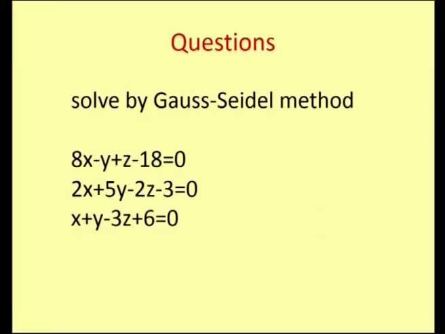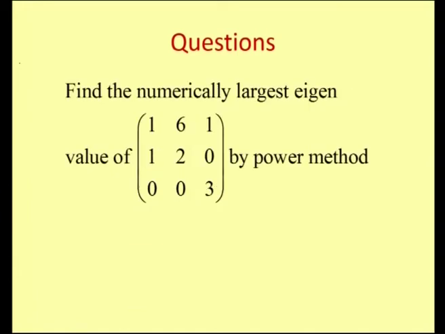So, based on this discussion in this session, the following questions may be posed. Solve by Gauss-Seidel method: 8x minus y plus z minus 18 is equal to 0, 2x plus 5y minus 2z minus 3 is equal to 0, x plus y minus 3z plus 6 is equal to 0, and find the numerically largest eigenvalue of the matrix 1 6 1, 1 2 0, 0 0 3 by power method.